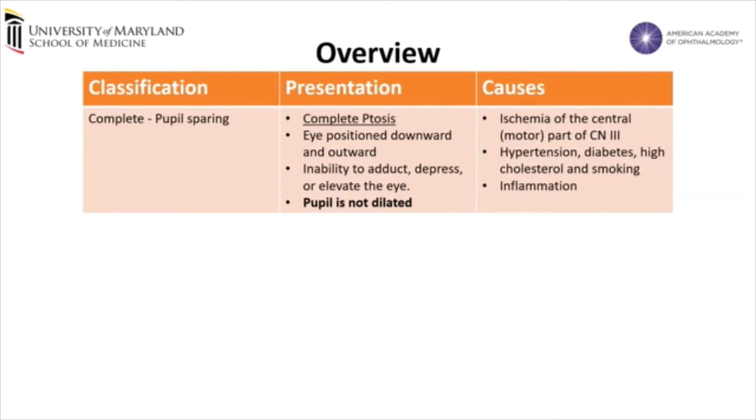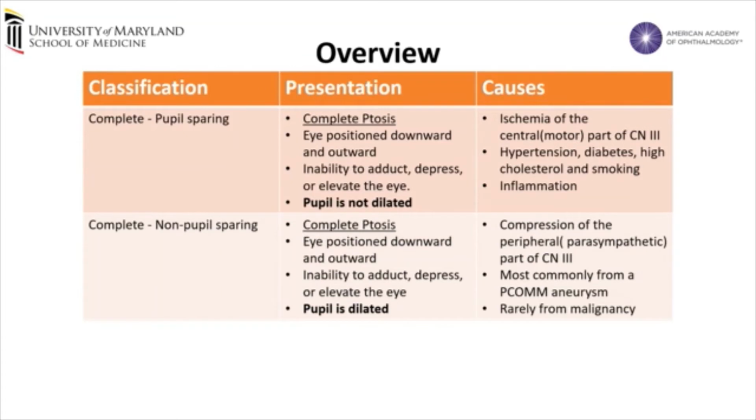Here's a quick overview of some of the cranial nerve 3 palsies that you may encounter. A complete pupil-sparing palsy presents with complete ptosis, with the eye positioned downward and outward. Such a patient will be unable to adduct, depress, or elevate the eye. The affected pupil will not be dilated. This presentation commonly occurs due to ischemia of the central part of cranial nerve 3, most often caused by inflammation, hypertension, diabetes, high cholesterol, and/or smoking.